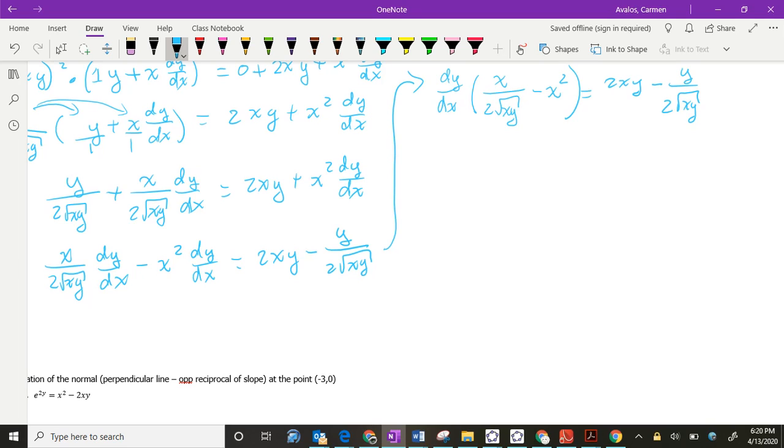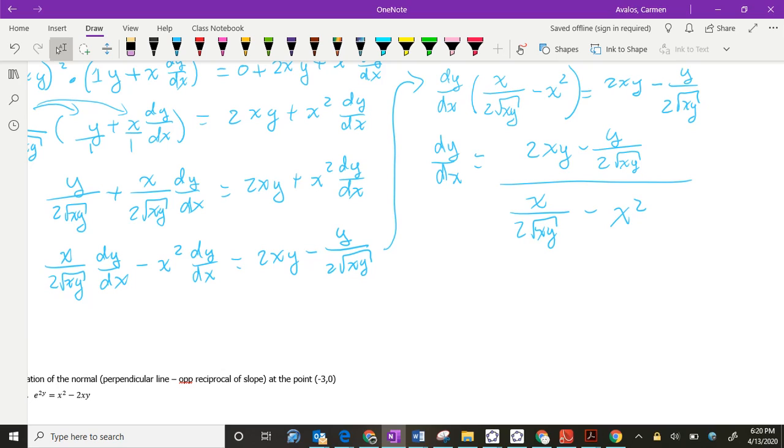One of the things is that if I get rid of that, the only way that I could do it is by multiplying. So I am going to get dy/dx equal to 2xy minus y over 2 square root of xy, all over x over 2 square root of xy minus x squared. And that looks really ugly because you're not supposed to have a complex fraction over a complex fraction.